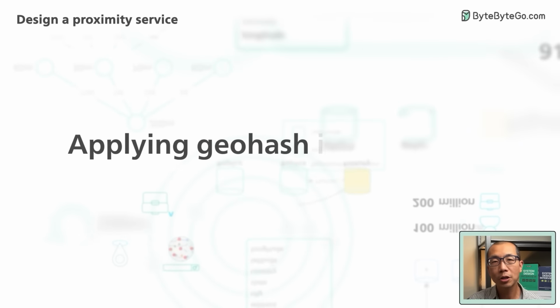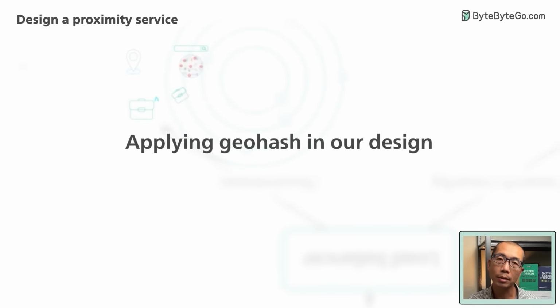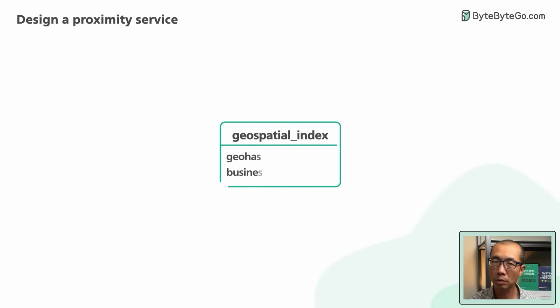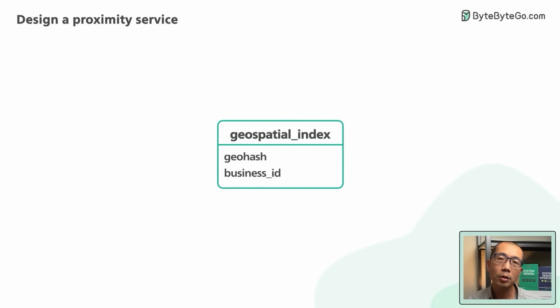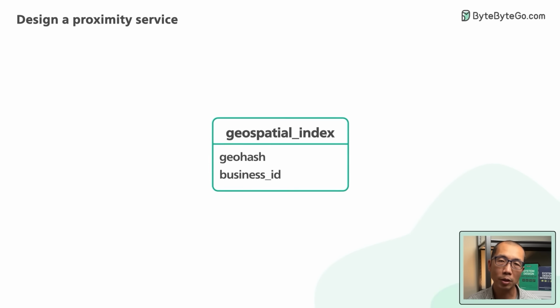Okay, so back to geohash. We want to use geohash as the geospatial index to speed up the location search. How do we structure the geospatial index table? At its core, the table only needs to have 2 columns, geohash and business ID. And any relational database can handle geohash. We don't need a special geospatial database for that.